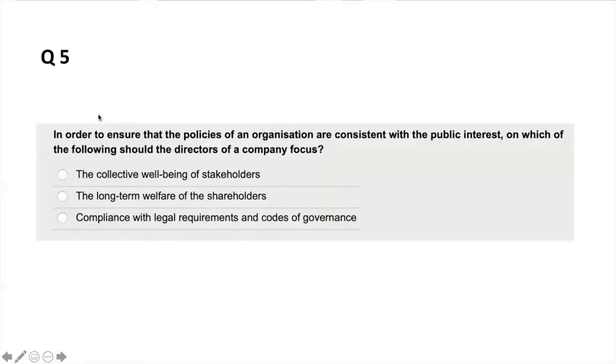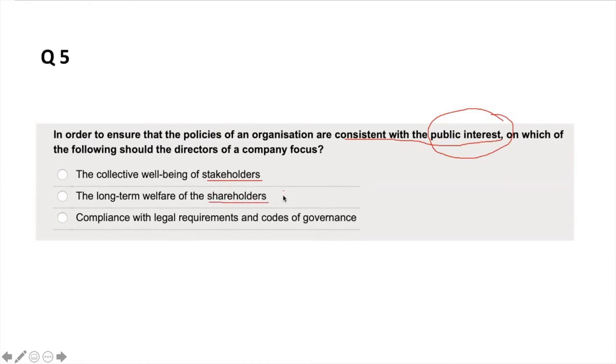So, question number 5. In order to ensure that the policies of an organization are consistent with the public interest, let me just underline that point, on which of the following should the directors of a company focus? So public interest means a number of stakeholders, right? So the directors of a company should focus on the collective well-being of stakeholders. That looks very correct because I just mentioned the word stakeholders, but I'll explain it. Give me a moment. The long-term welfare of the shareholders.